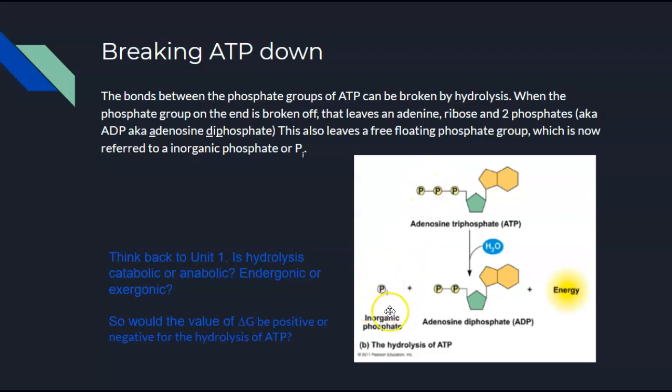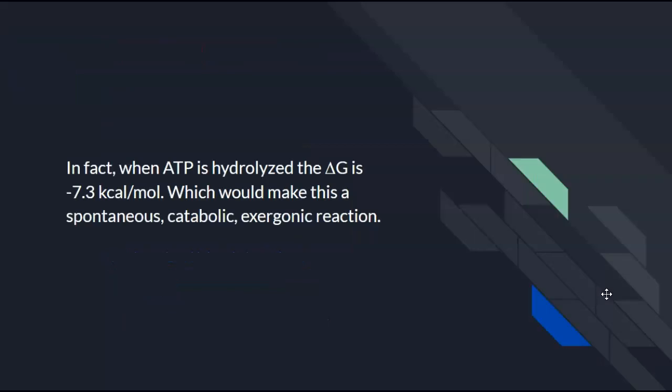When it's free floating, it's usually referred to as Pi, inorganic phosphate, because now it's not attached to one of our molecules of life. And here's the ADP. As we know from hydrolysis, this releases energy. It's exergonic, and so here's the energy over here. When you break down ATP, the delta G is negative 7.3. Don't worry about these units. So this is spontaneous, it's catabolic, it's exergonic.